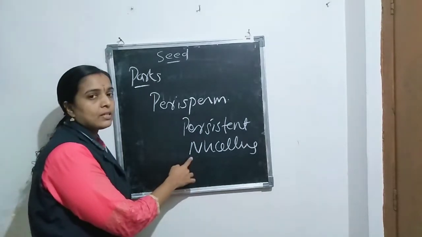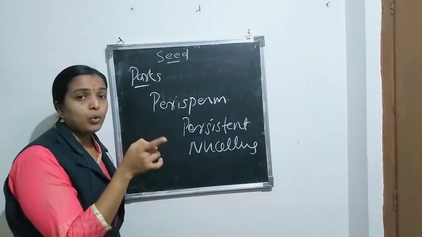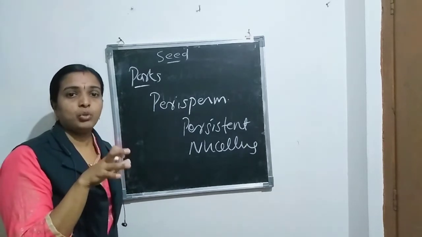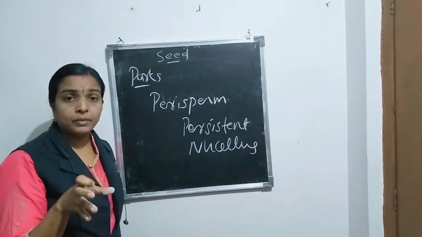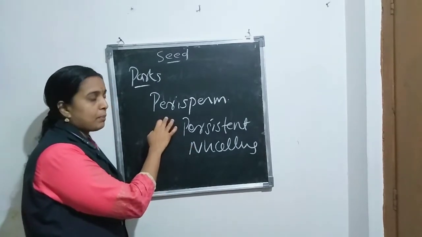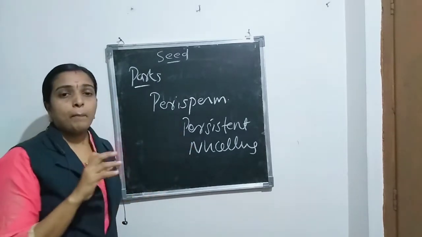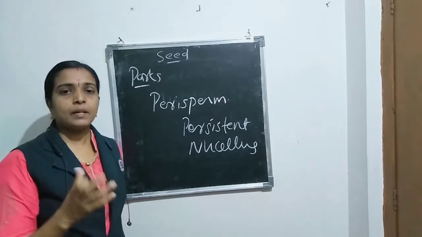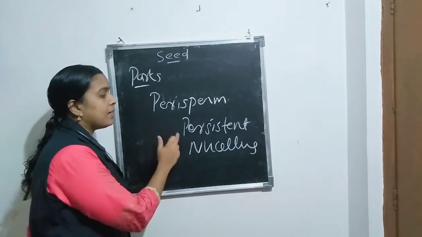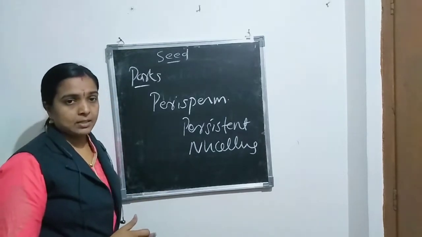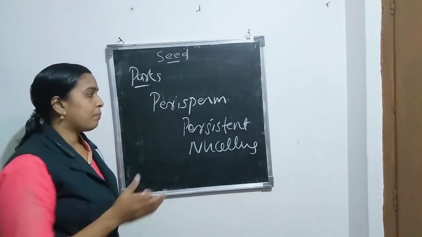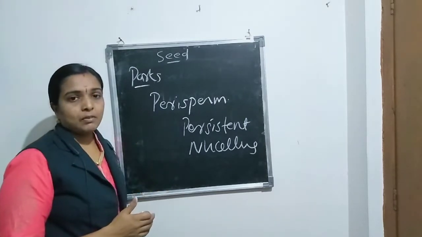What is nucellus? Nucellus is found in the ovule, and it carries the embryo sac that contains nutrients. Nucellus is the body of the ovule. Persistent nucellus is known as perisperm. Perisperm is found in black pepper. What is perisperm? Perisperm is the persistent nucellus found in black pepper. In some seeds, only persistent nucellus is found.